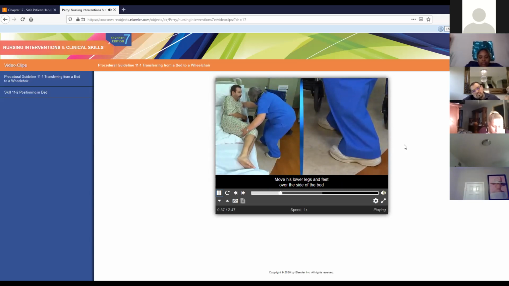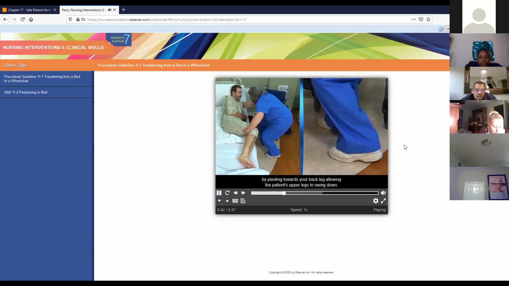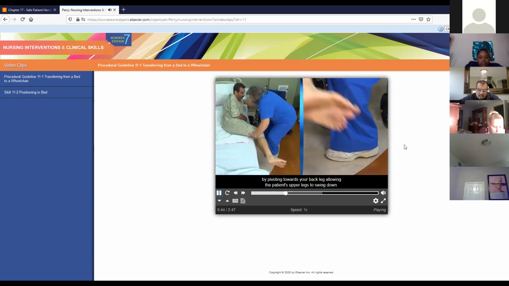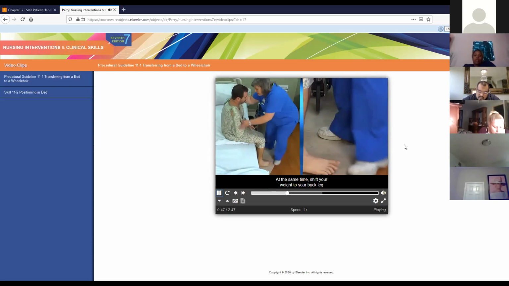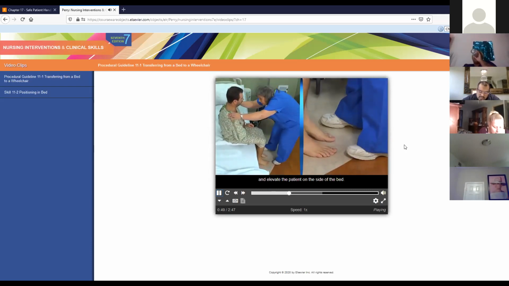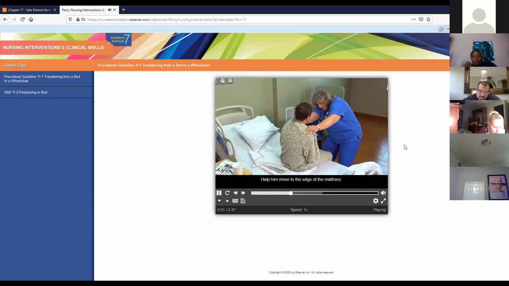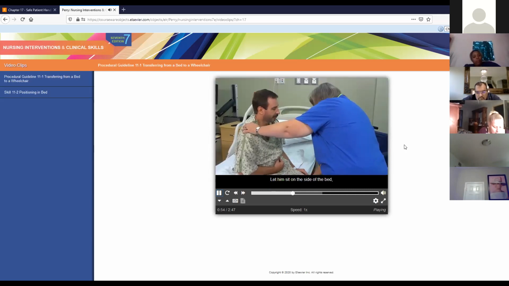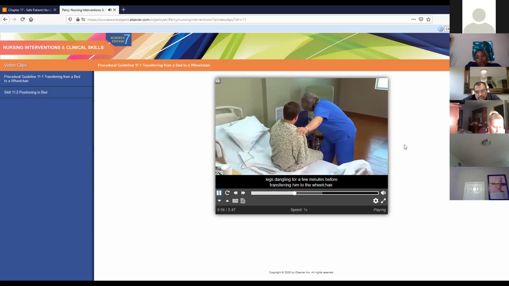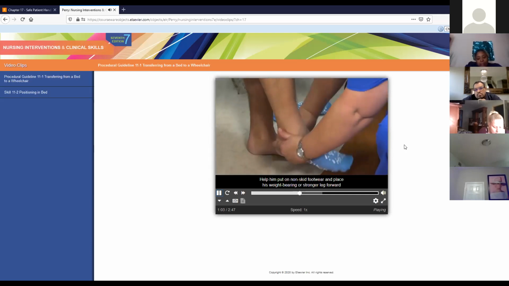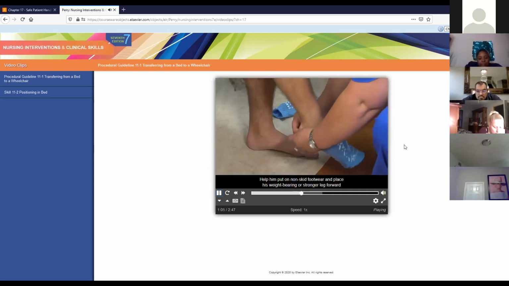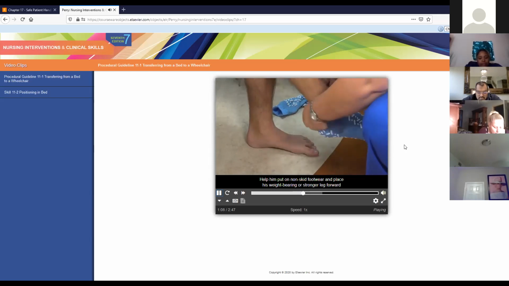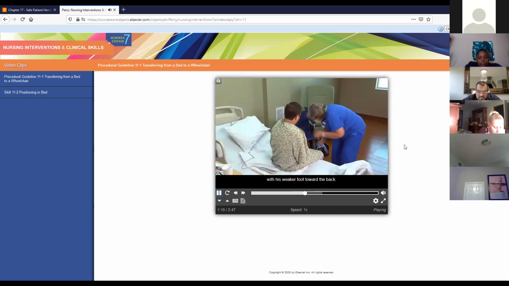Move his lower legs and feet over the side of the bed by pivoting toward your back leg, allowing the patient's upper legs to swing down. At the same time, shift your weight to your back leg and elevate the patient on the side of the bed. Help him move to the edge of the mattress. Let him sit on the side of the bed, legs dangling, for a few minutes before transferring him to the wheelchair. Do not leave him unattended. Help him put on non-skid footwear and place his weight-bearing or stronger leg forward with his weaker foot toward the back.